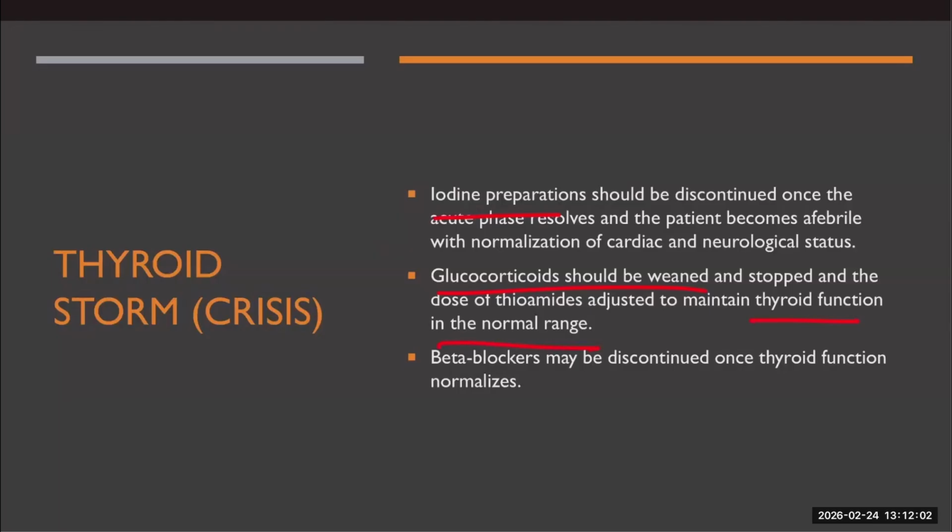And what lab do we look at to know our normal thyroid function? Look at your TSH. If your TSH is within normal levels, then we're okay. If it's too high, we need to give you more of the methimazole. If it's too low, we need to back off on it. But we go by the TSH level. Yes, you will check T3, T4, all that stuff, but the TSH is what we look at. Beta blockers may be discontinued once the thyroid function normalizes. They'll be okay again. You can stop those propranolols.